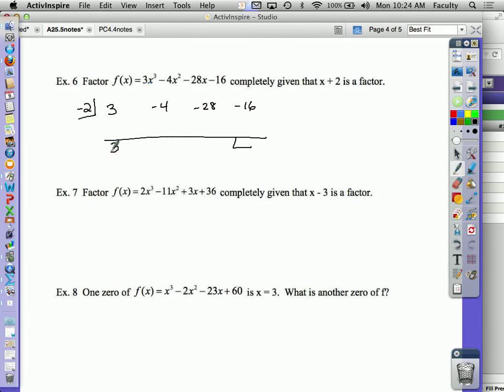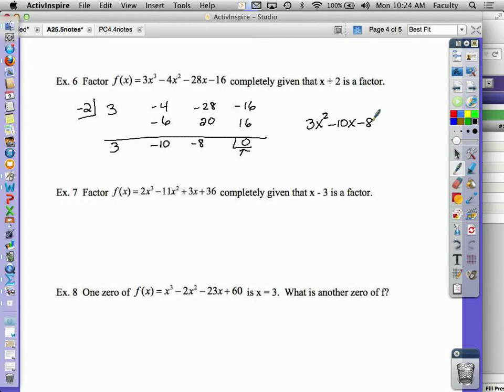So let's bring down the 3. That's negative 6, add the column. Positive 20, add the column. Positive 16, add the column. Notice that the remainder is 0. The remainder is 0 is just verifying that x plus 2 is a factor. But then what I've got is 3x squared minus 10x minus 8.